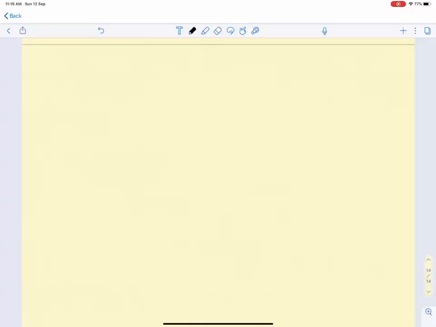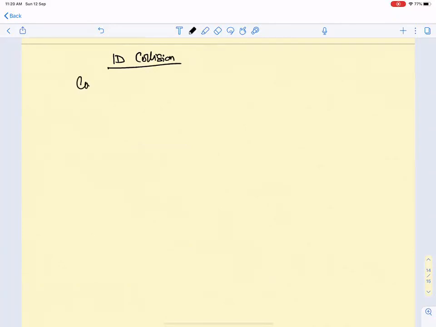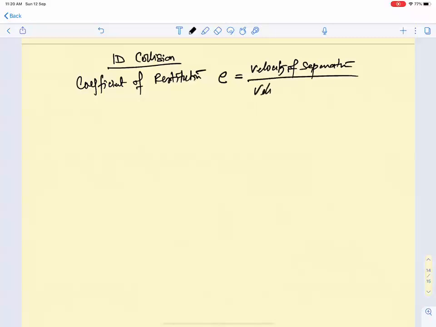So we'll discuss 2D collision, and before that, just a bit of revision about 1D collision and the coefficient of restitution. The coefficient of restitution, E, happens to be velocity of separation divided by velocity of approach.